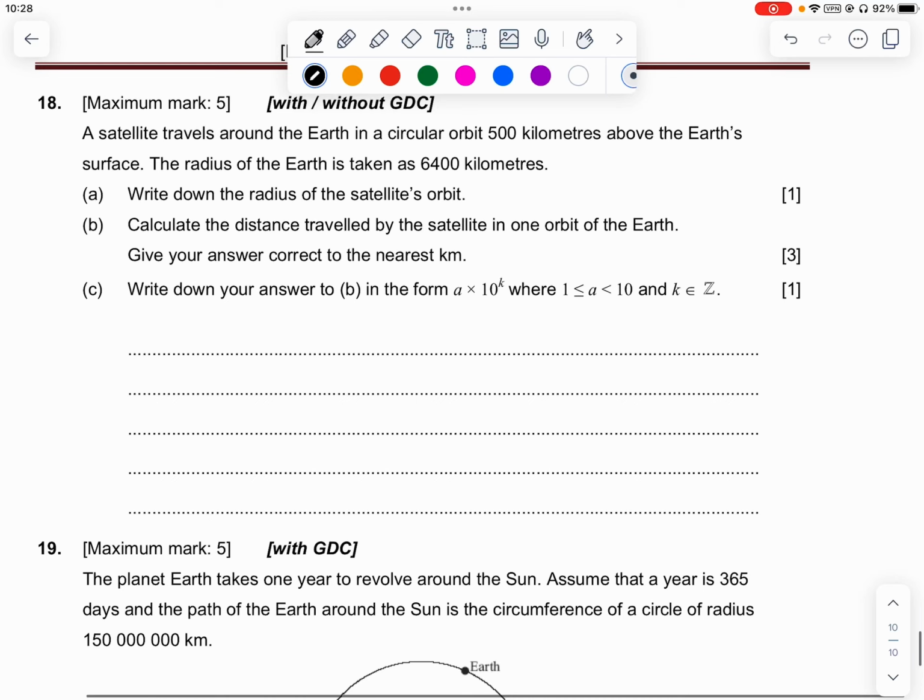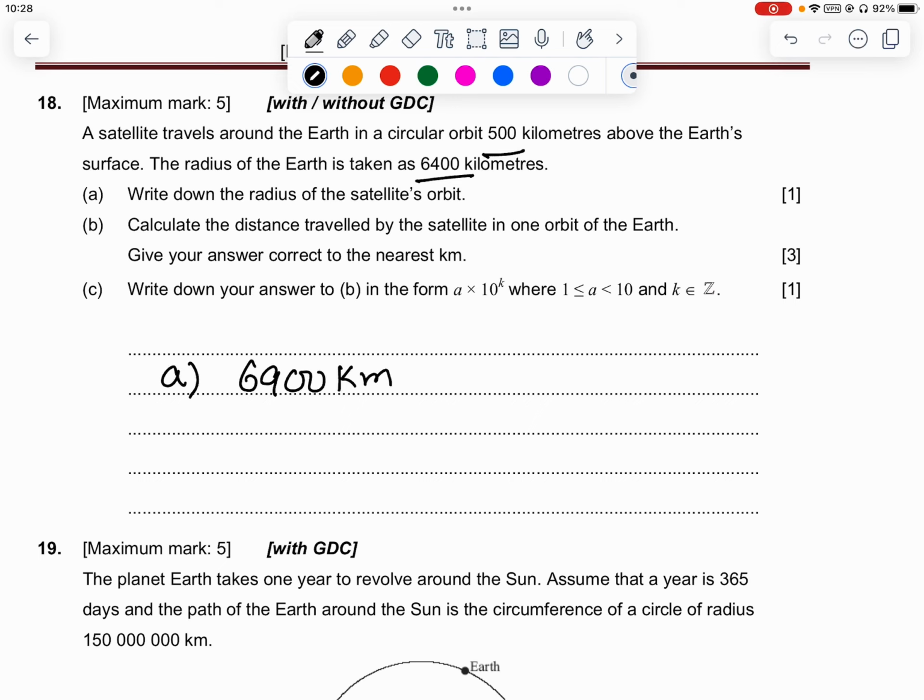Question number 18. A satellite travels round the Earth in a circular orbit 500 kilometers above the Earth. The radius of the Earth is taken as 6,400 kilometers. Write down the value of the radius of the satellite orbit. So 6,400 plus 500. So it's going to be 6,900 kilometers.